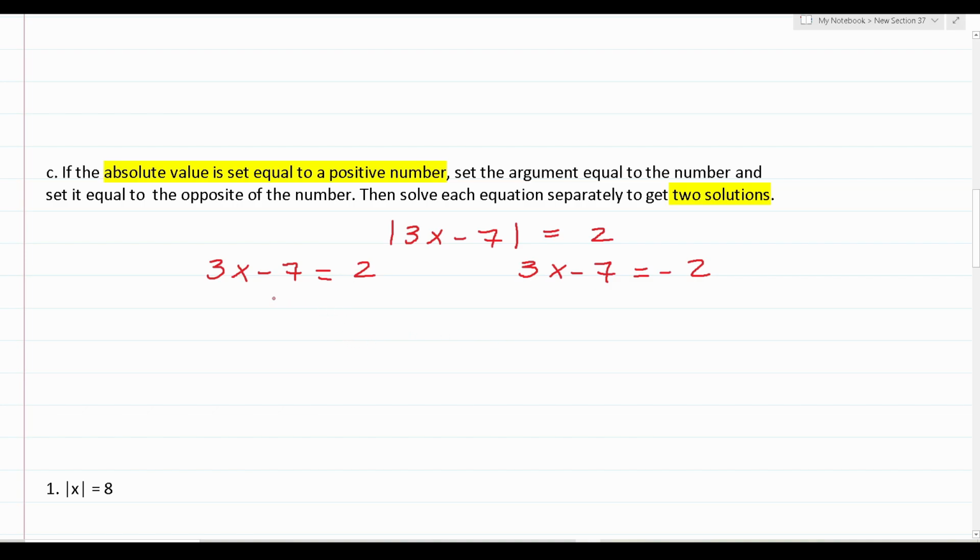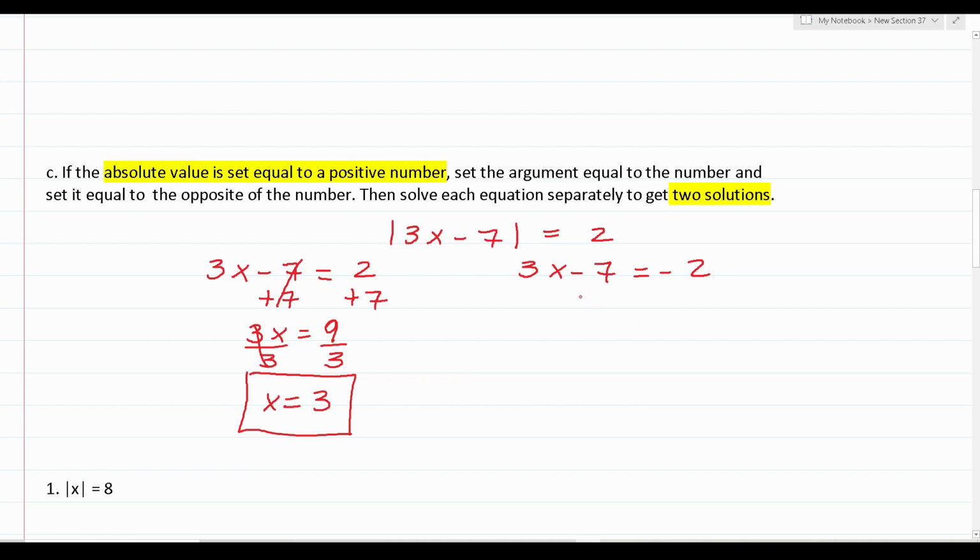So let's go ahead and do that. For this one, we're going to add 7 to both sides. This crosses out here, leaving you with 3x equals 2 plus 7, which is 9. Divide both sides by 3. This crosses out, leaving you with x equals 9 over 3, which is just 3. All right, so one of the solutions to this absolute value equation is x equals 3.